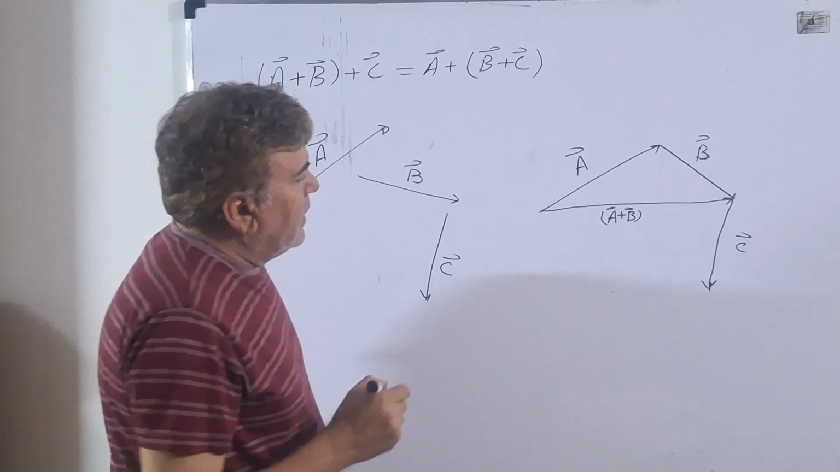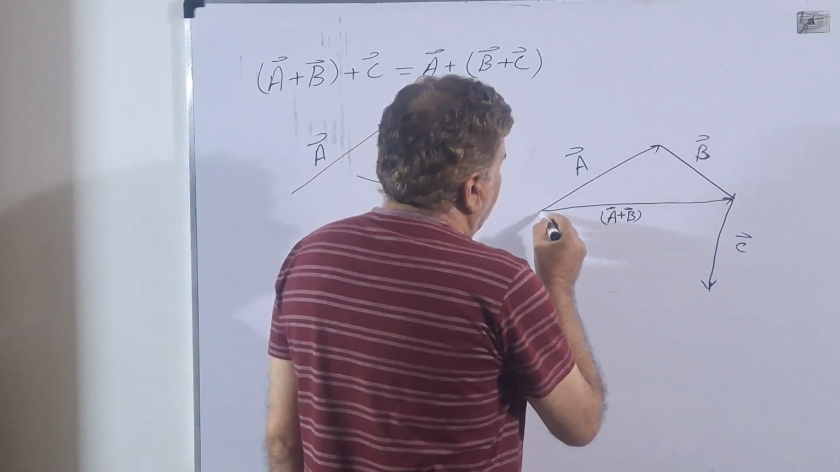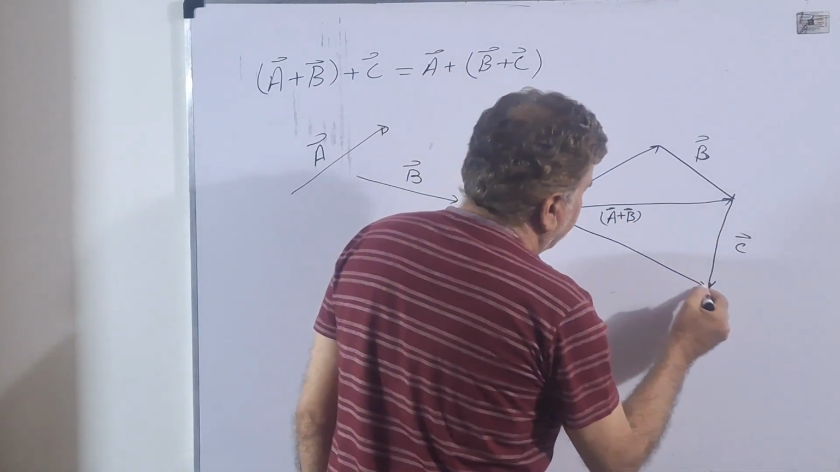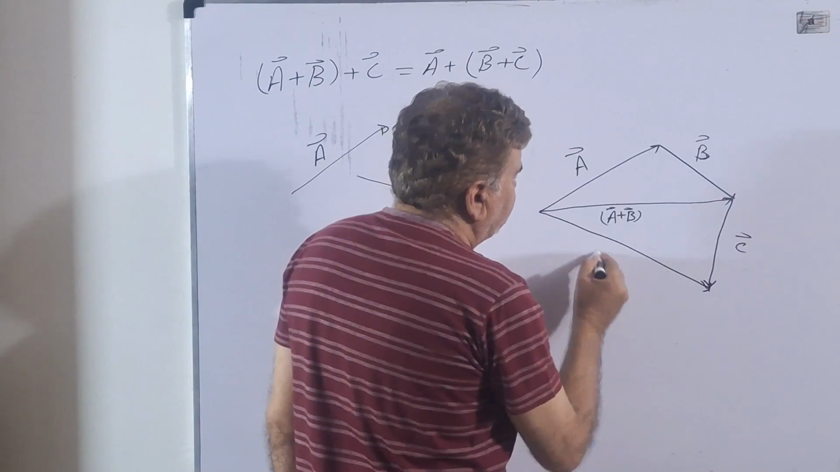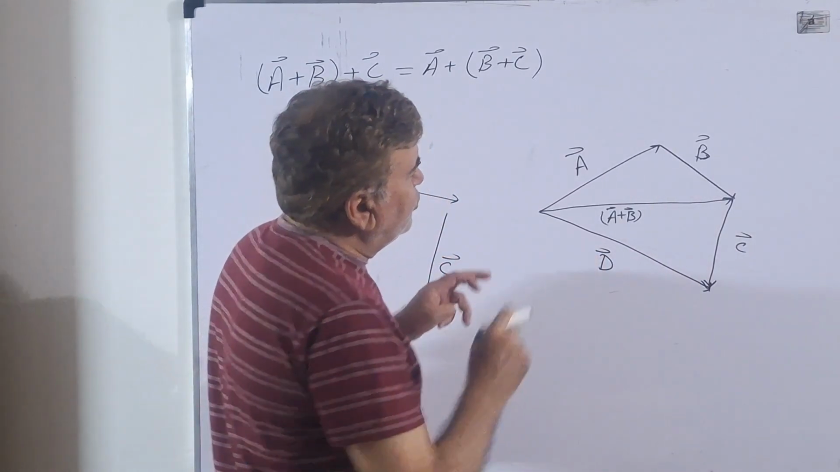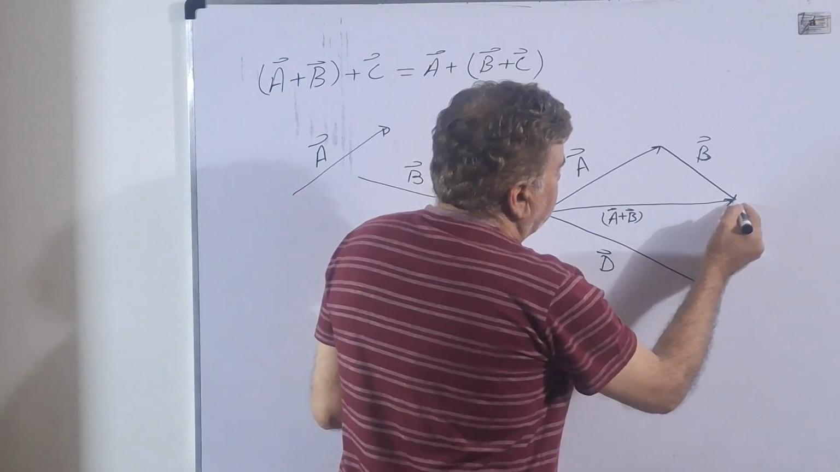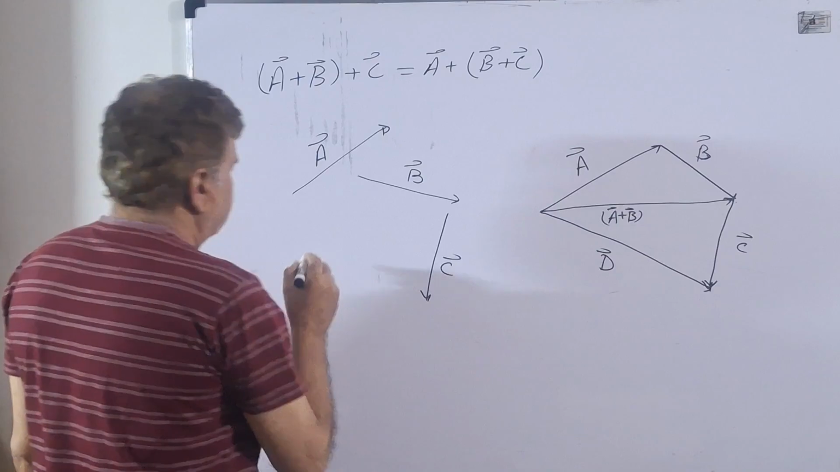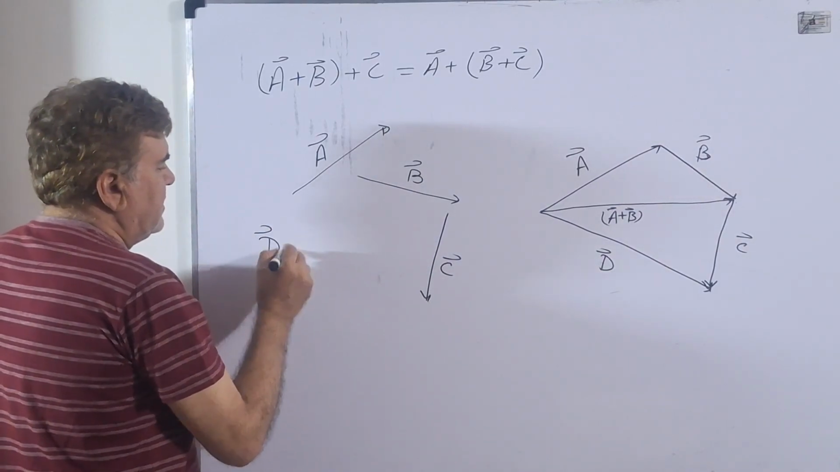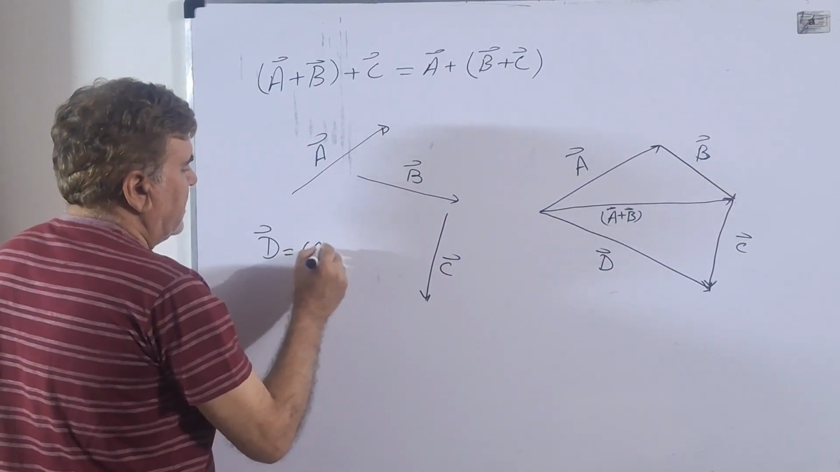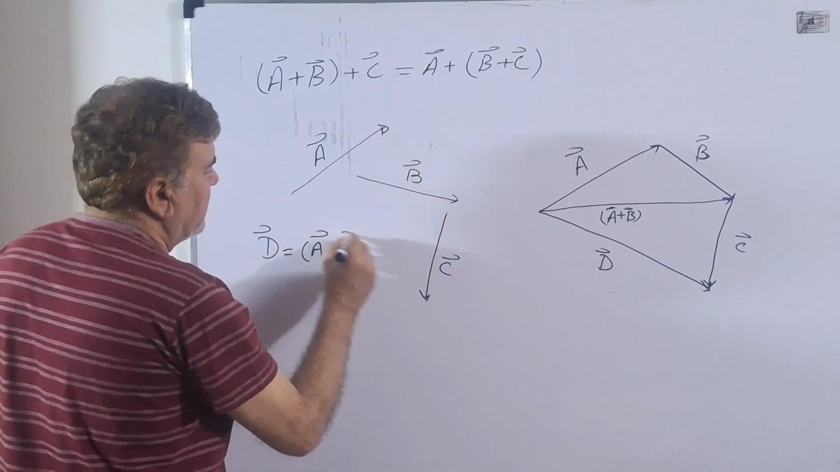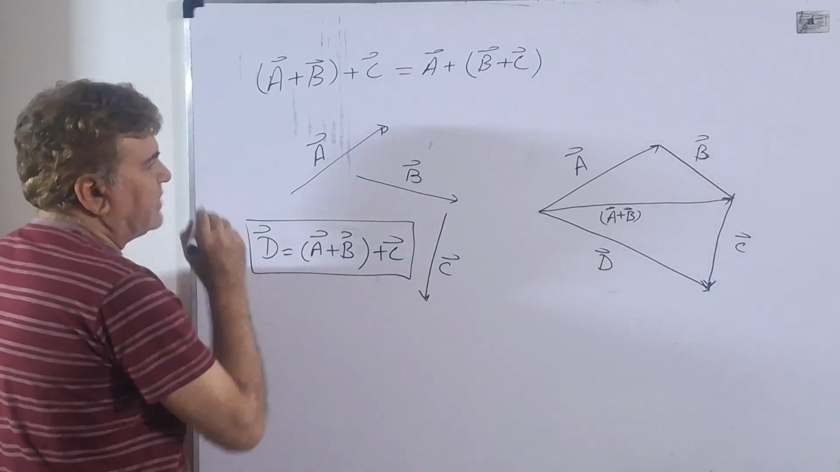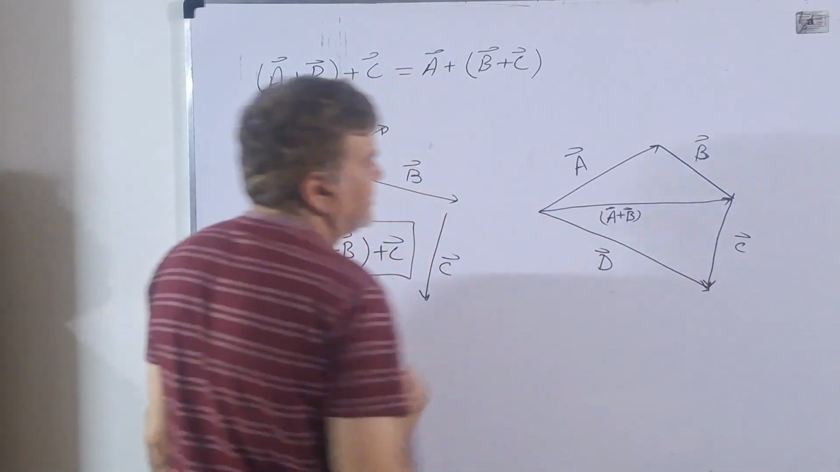Now if I join the tail of vector A plus B with the head of vector C, this one, and I call this vector D, then following the head to tail rule, this vector plus this vector is equal to D. So I can write that D equals A plus B plus C. Okay, I can write this relation from this addition.